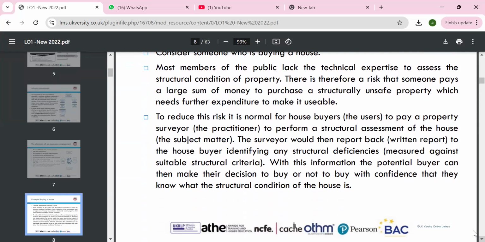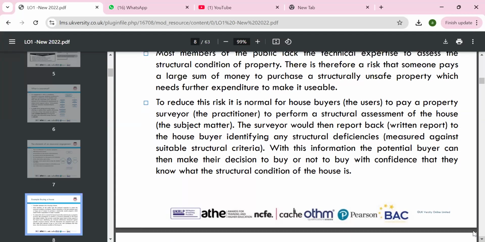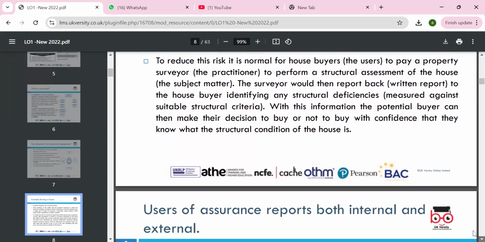usable or saleable. And to reduce the risk, normally a house buyer pays a third-party surveyor to perform a structural assessment, and the surveyor would report back to the house buyer, identifying any structural deficiency measured against suitable structural criteria. With this information the potential buyer can make the decision to buy or not buy, with confidence, knowing the structural condition of the house.